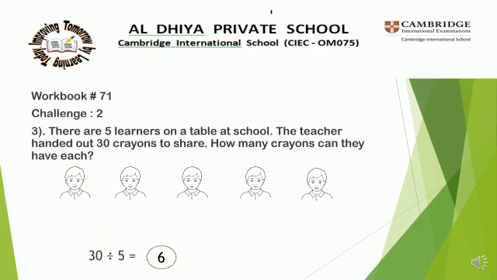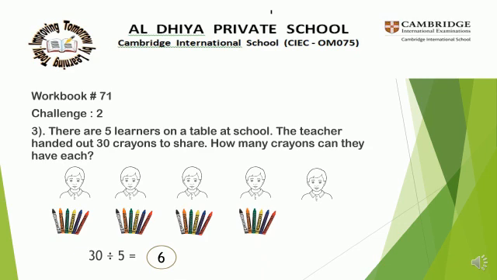So how many crayons can they give to each student? 6 crayons. See, 6 crayons for each student. They can distribute like this. 30 crayons, they can distribute 6 crayons to each student, because there were 5 learners. If you see a word like share, you can do division. They are asking us to find how many they have to give each person. So if they ask like this, you have to do division.